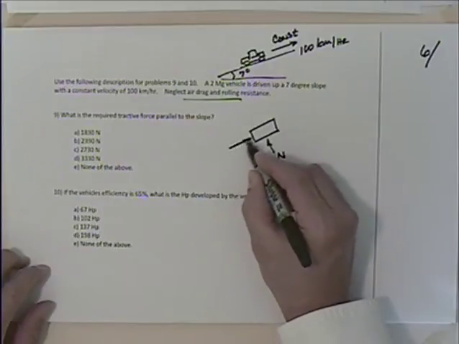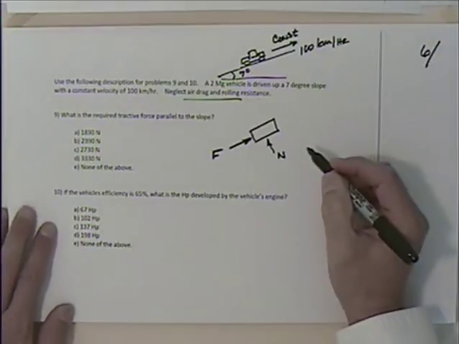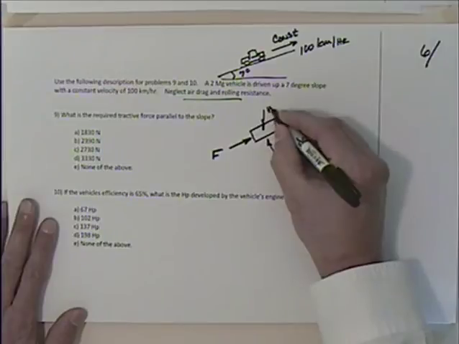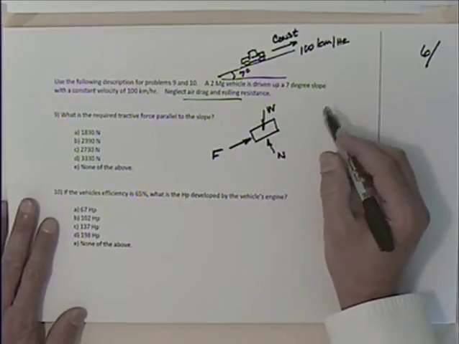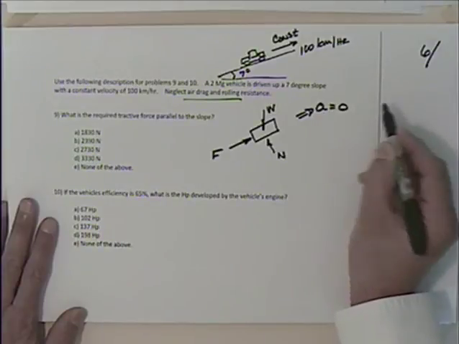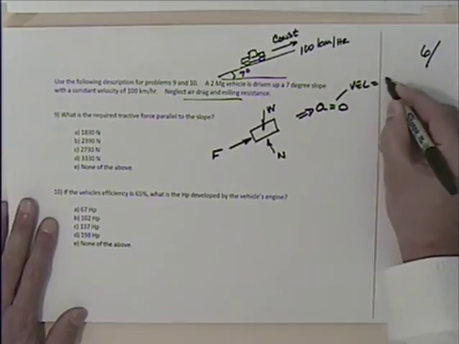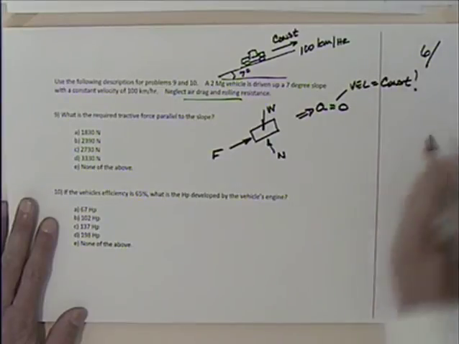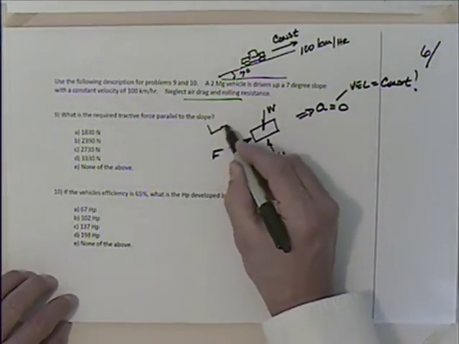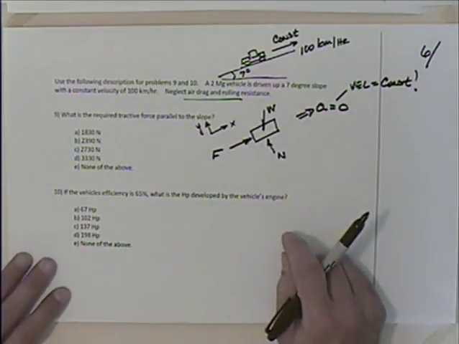We have the tractive force here, what's trying to propel the car up the slope. We have the weight acting to the center of the earth. And the acceleration here, what's that acceleration? It's going to be equal to 0 because the velocity is equal to a constant. Okay, so that's important to recognize. I'm also going to rotate my coordinate system. I'm going to go with x up the slope and y perpendicular away from the slope.